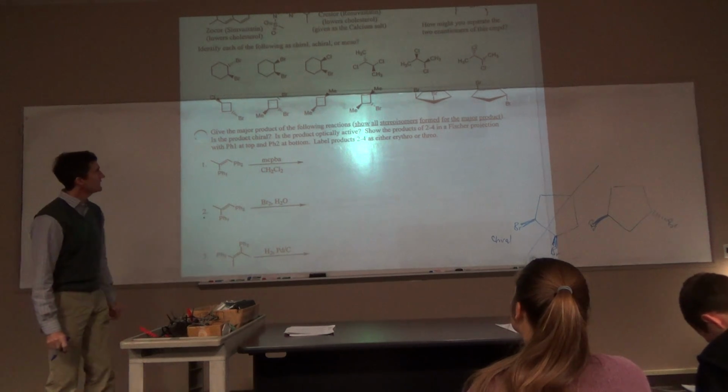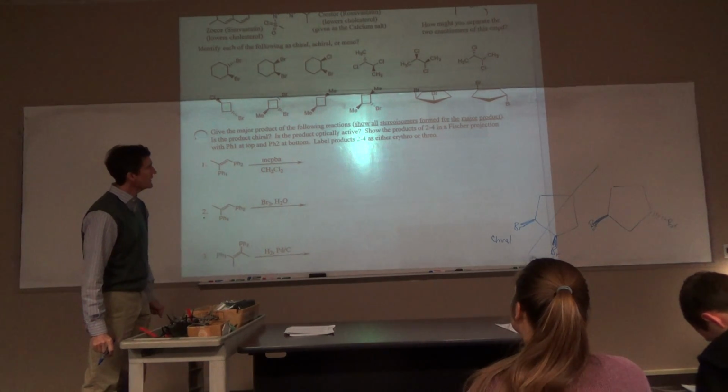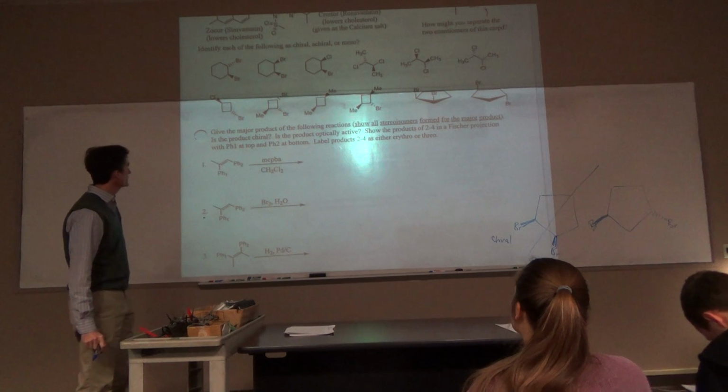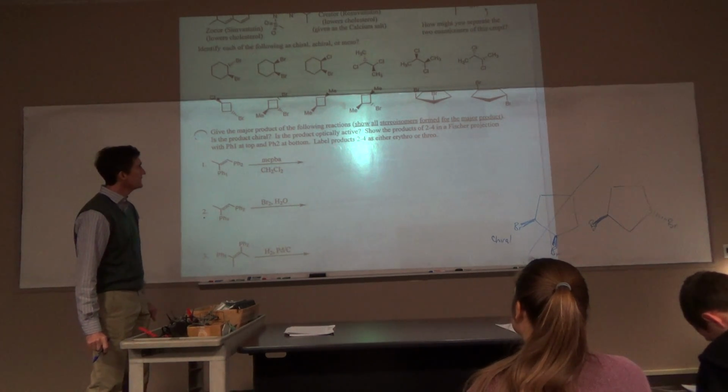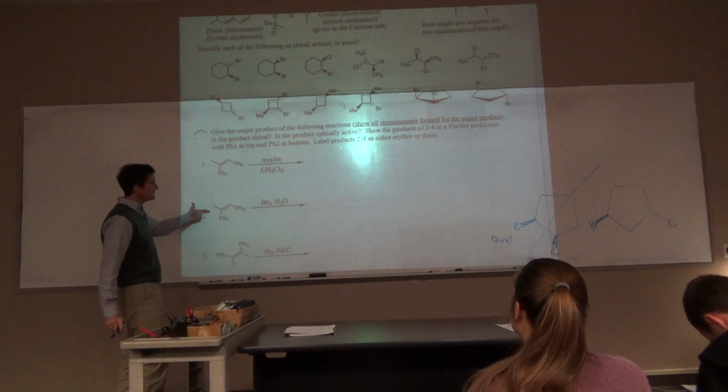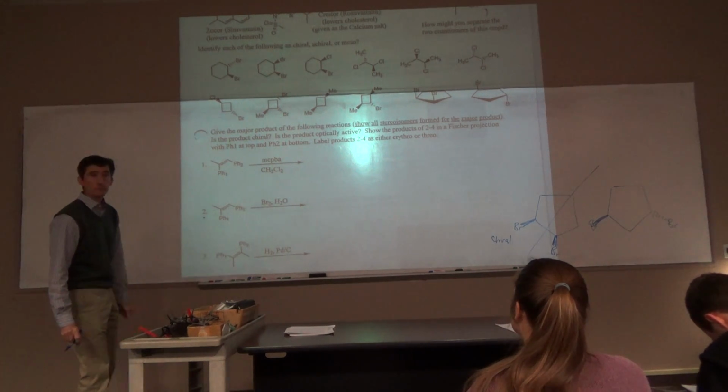Question. Give the major product of the following reactions. Show all stereoisomers formed for the major product. Is the product chiral? Is it optically active? Show 2 and 4 in Fischer projections, with phenyl 1 and 2 at the top and bottom. Label them as erythro or threo. Pulling it all together.